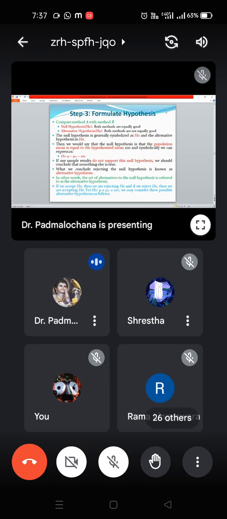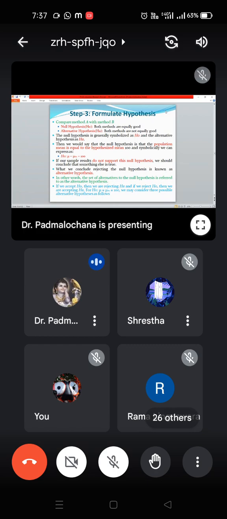Normally, the researcher wants to reject the null. If you are rejecting null, you are accepting the alternative hypothesis. Meaning, after literature review, you have to formulate a hypothesis, both null and alternative. Then you have to test it. If you are accepting null, you are rejecting the alternative. If you are rejecting null, you are accepting the alternative hypothesis.